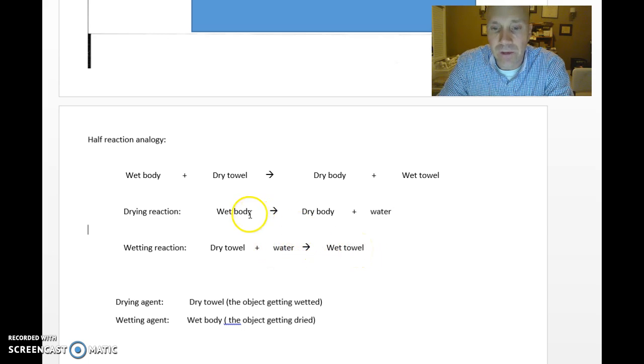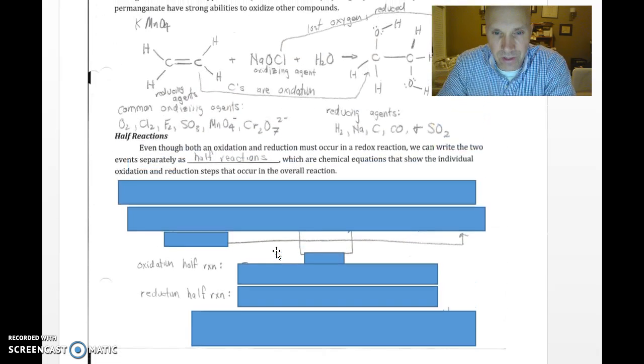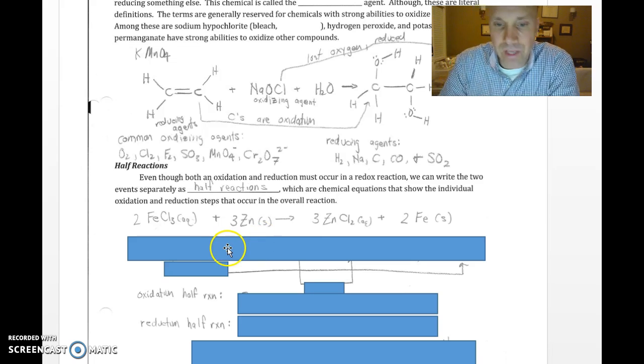So notice that these are two separate reactions, and whenever we add reactions, if you see something on the reactant side of one, it cancels with the something on the product side of the other, so we could cancel water out. But even though water isn't shown in this reaction right here, we know that there's a transfer of water here, and that's what the half reactions do. They show the separate steps, and they show the water is actually either a product or a reactant in the process. So we're going to apply the same concept to oxidations and reductions.